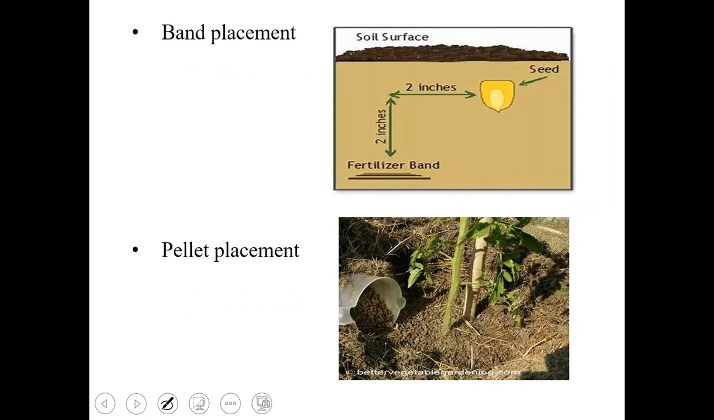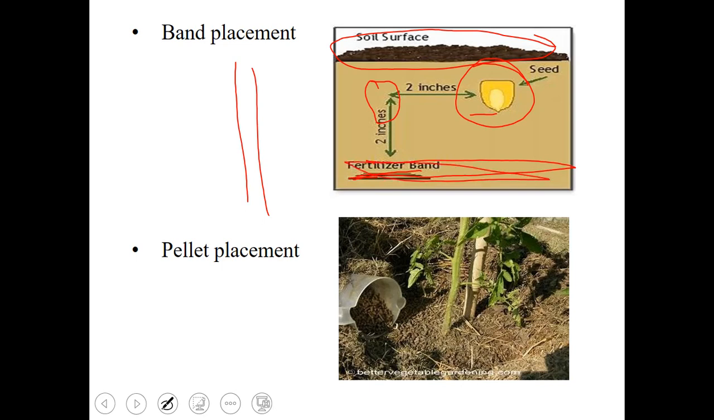Next is band application. Band application means what? You can see here, a band is nothing but just like one line, an entire line of the fertilizer. Here you can see this is the soil surface and the seed is there. The seed is on one side, and on the other side there is a fertilizer band. If there is another seed here, this entire band will continue. This can be placed deeper in the soil or just beside the seed line. That is band application, just like one whole single line which is being applied.